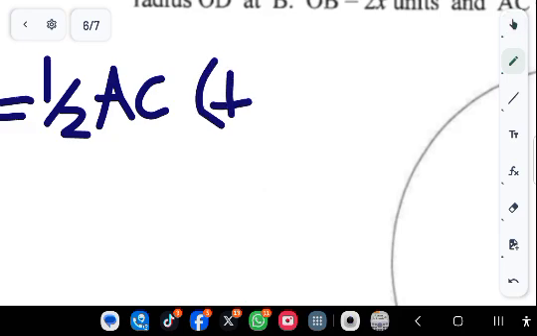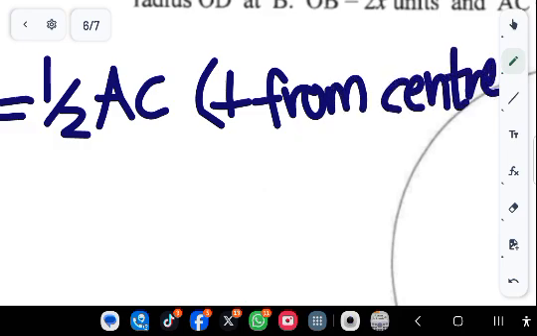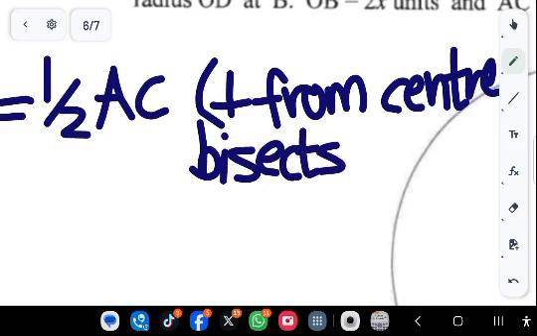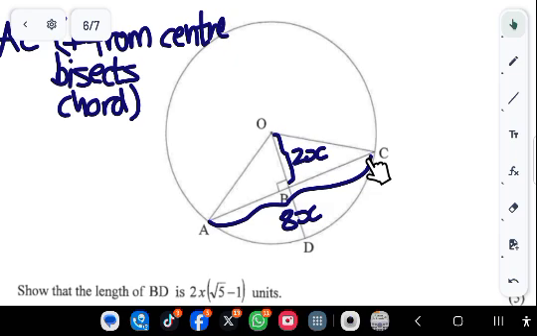Perpendicular from center bisects chord. That's the theorem we just used, and this is the reason. Bisects chord. That's why AB is half AC.